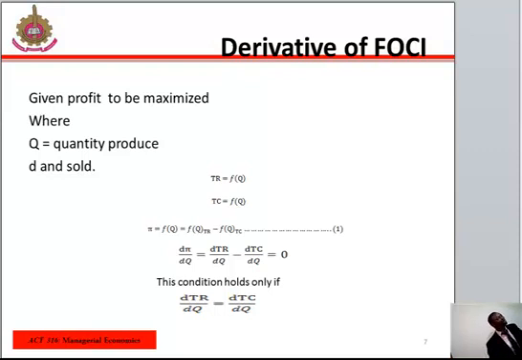So now, in order to get the first order condition, we have to differentiate the profit with respect to the output, which is equal to change in total revenue with respect to output minus change in total cost with respect to output, and must equal 0. This condition holds only if the change in total revenue with respect to output is equal to the change in total cost with respect to output.